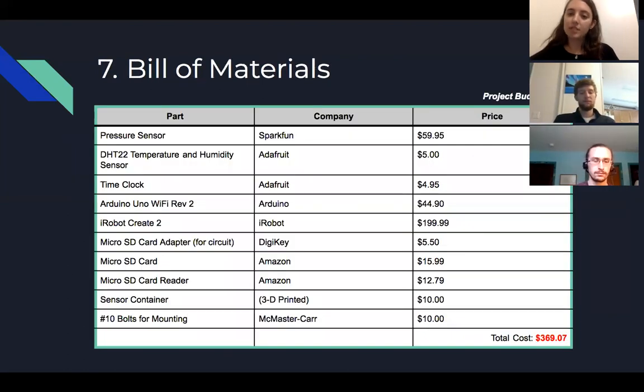So this is our bill of materials for the project, which just goes over a summary of everything that we used. So the main expense was the iRobot Create 2, which was $200. Other expenses came from the sensors, from the Arduino, etc. But in total, the cost came to $370, and our budget was $600 for the project. So we did have extra money in case any equipment was needed for our testing, or any other parts were needed for the robot.